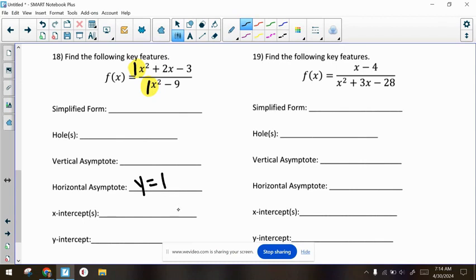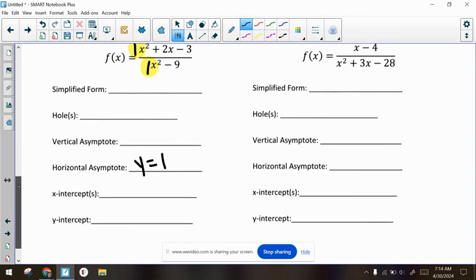The next thing that we find is the y-intercept. Y-intercept occurs when x is 0. So if I put 0 for all of the x's, all those terms with zeros will go away. And I'm left with negative 3 over 9, which reduces to 1/3. And as a coordinate, that's 0, 1/3.